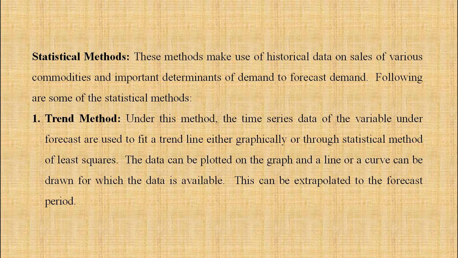Number 1, trend method. Under this method, the time series data of the variable under forecast are used to fit a trend line either graphically or through statistical method of least squares. The data can be plotted on the graph and the line or the curve can be drawn for which the data is available. This can be extrapolated to the forecast period.